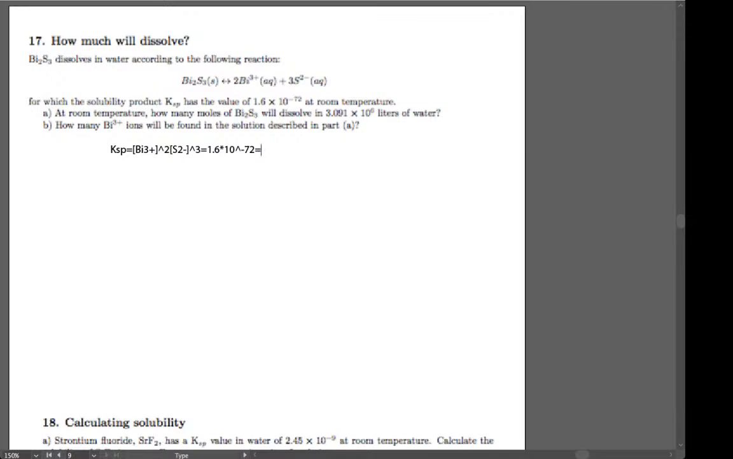We can just assume the concentration would be x. So that would be 2x and 3x. 4 times 27, that makes more sense. That would be 108, so 108 x to the power 5.